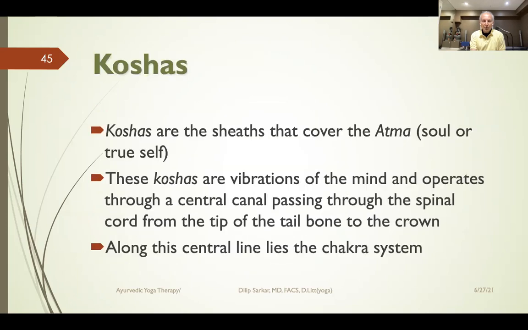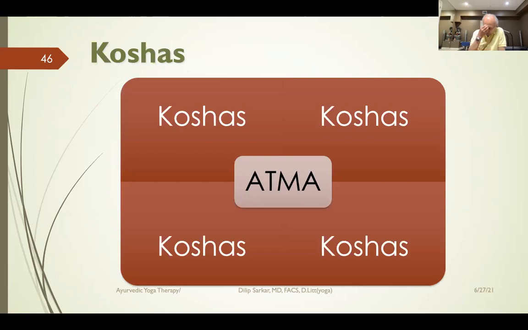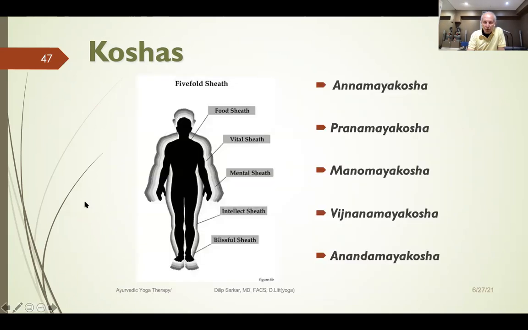Let me proceed with the next concept. You understand there are three bodies, and all three bodies need to be balanced from your therapeutic perspective. The koshas are called sheaths. Our spirit, the Sanskrit word is called Atma. Spirit is covered by layers and layers of sheaths. We call them the koshas. If you understand this, you understand the yoga anatomy very well.